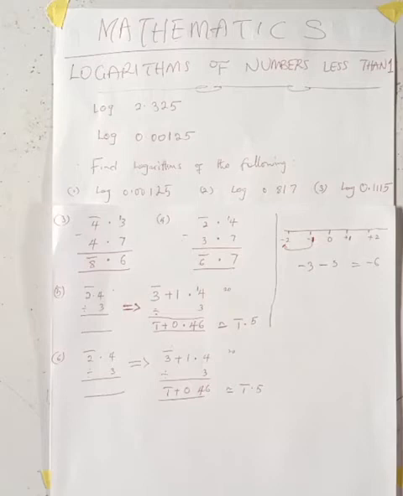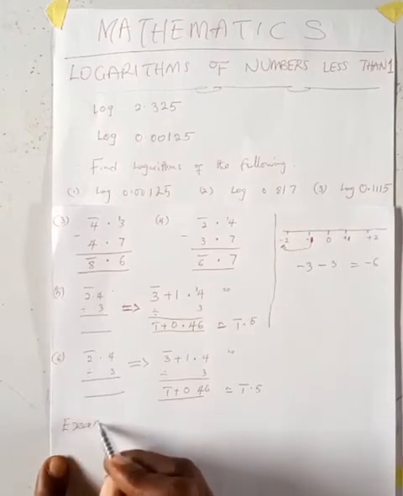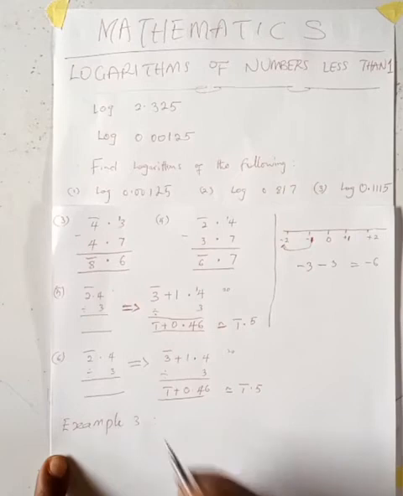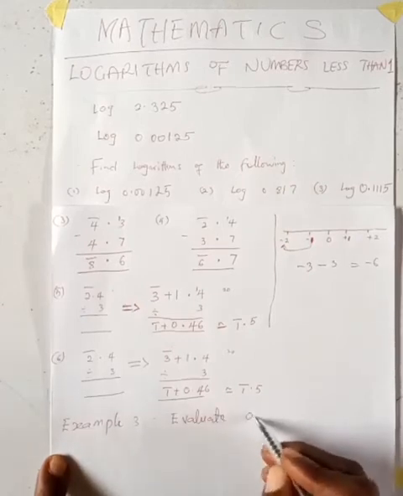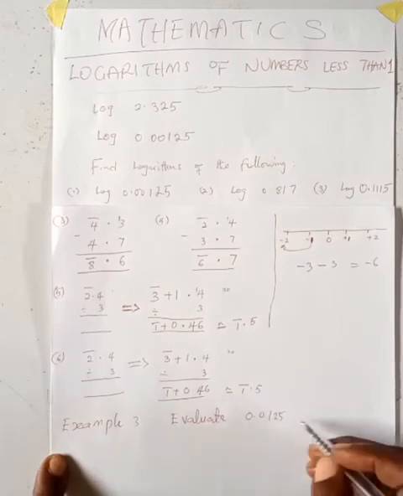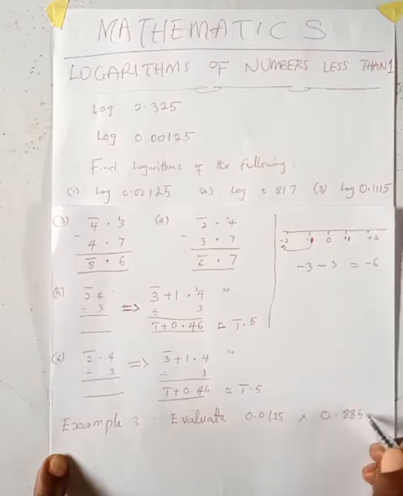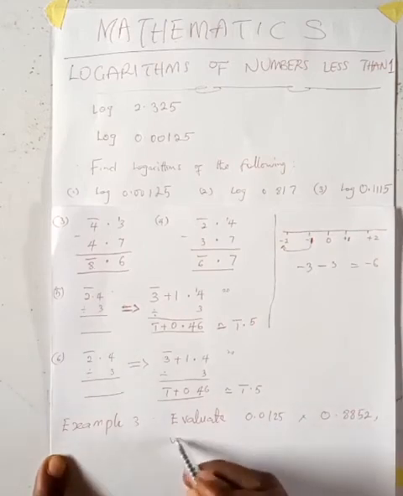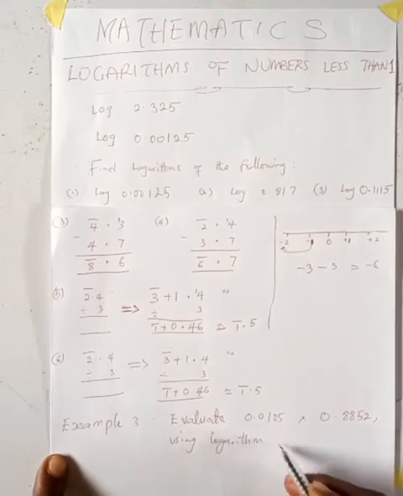Now the next thing is, how do we apply this into solving our logarithm? As a result of that, we are going to take a question. Now, example 3. Evaluate 0.0125 multiplied by 0.8852, using logarithm table.